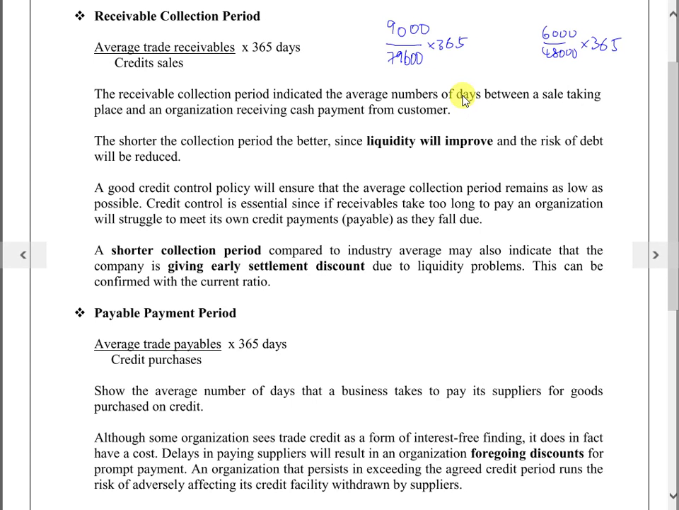Payable. Payable means average payable. Purchase.